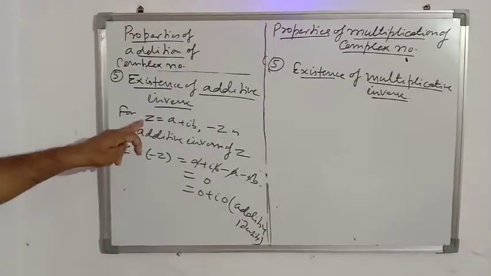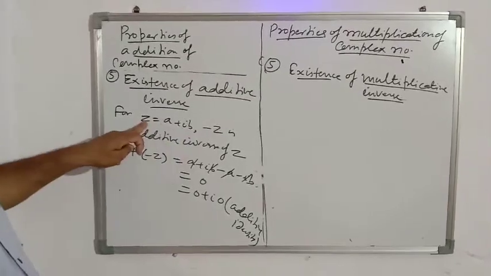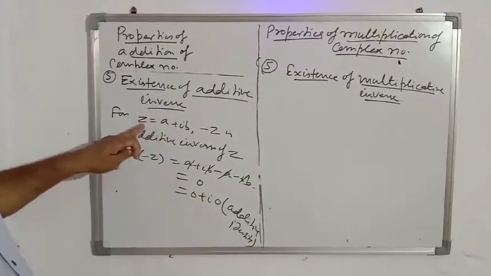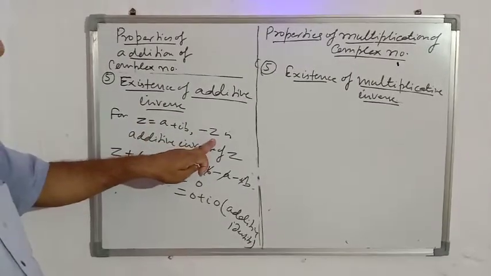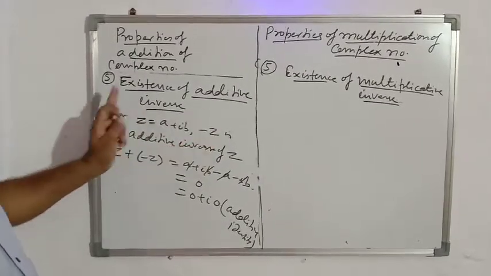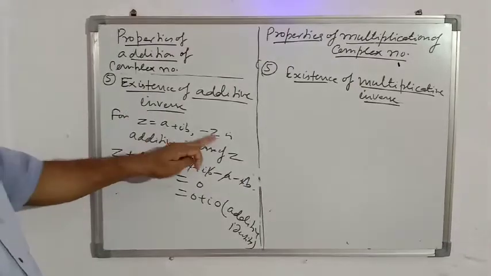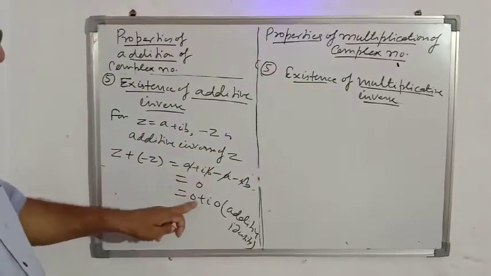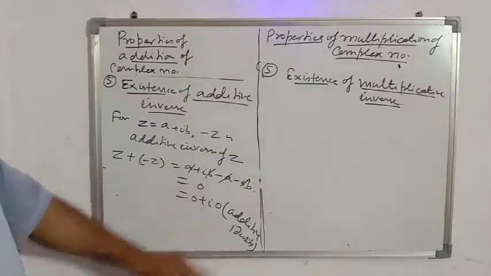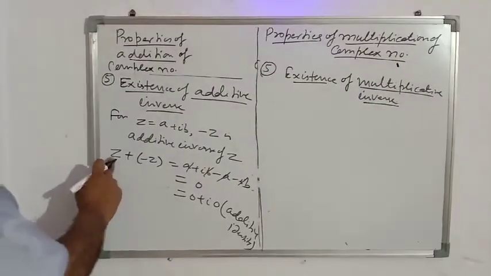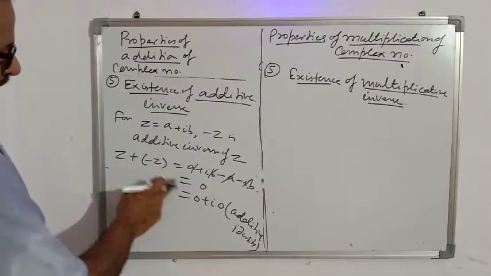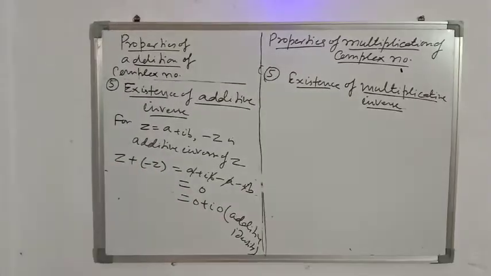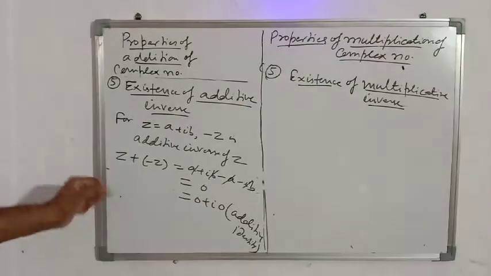So when we add minus z to z, we get the additive identity 0. It means the additive inverse of z is minus z and the additive inverse of minus z is plus z. So both are additive inverses of each other. Z plus minus z, we get 0. 0 means additive identity. So if we add two complex numbers and the result is the additive identity, it means both are additive inverses of each other.